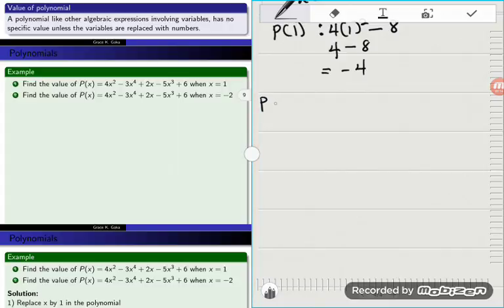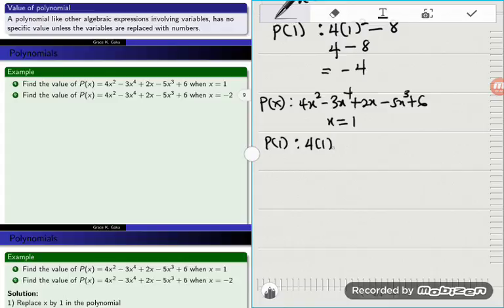Another example, which is in the slide, is p of x giving us 4x squared minus 3x to the power 4 plus 2x minus 5x cubed plus 6. We have to find the value of this polynomial when x is equal to 1. Once again, finding the value of the polynomial means wherever you see x in the polynomial, you put 1 there. And so p at 1 is the value of the polynomial at x is equal to 1.